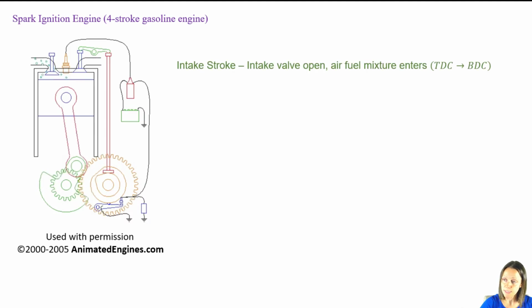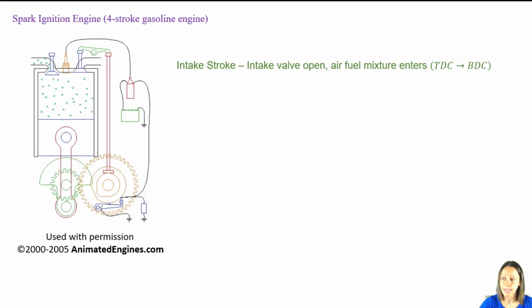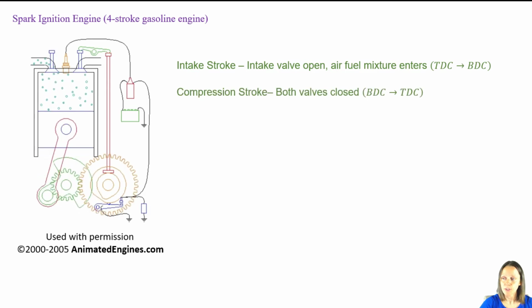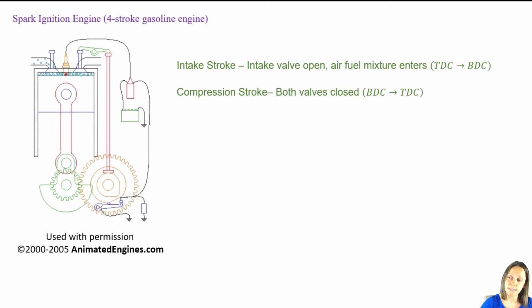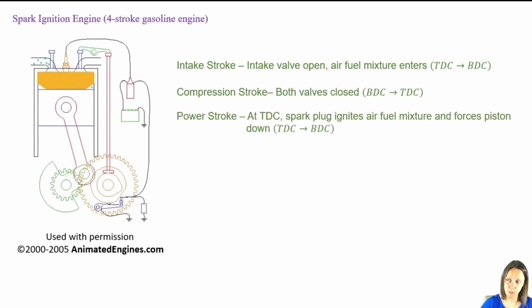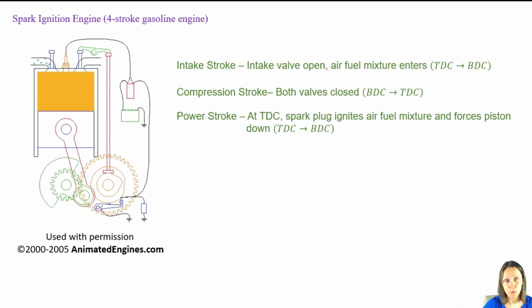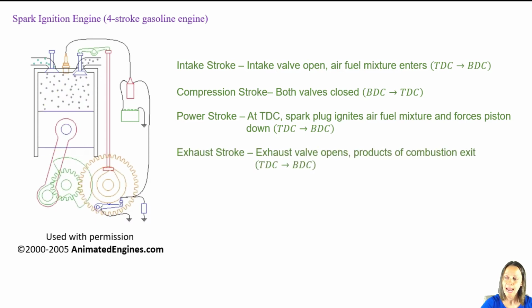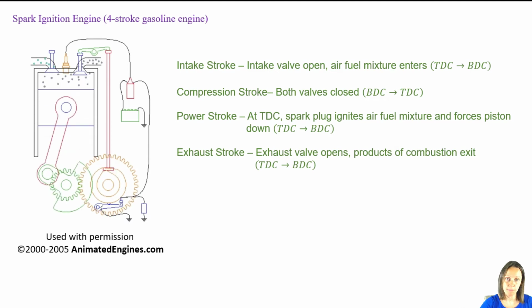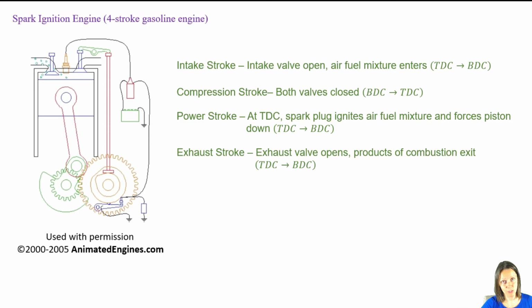So as this piston pulls down, the intake valve opens, and what comes in is air and fuel. Then you have the compression stroke where that piston head comes back up. Once it gets to top dead center, spark goes off and it ignites that air-fuel mixture, forcing that piston head down. That's where you get your power output. And then the exhaust stroke is where that piston head comes back up, the exhaust valve opens, and the products of combustion leave the system.